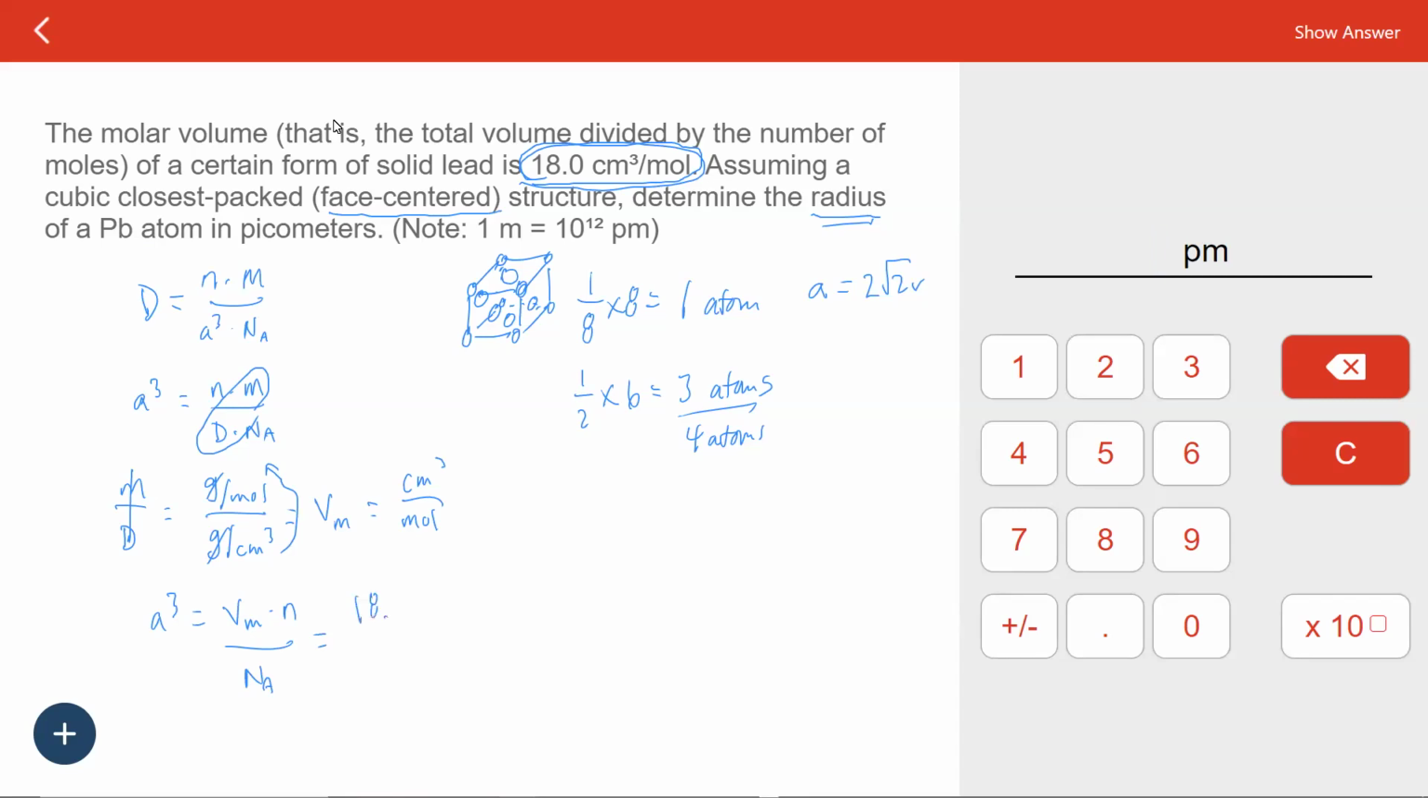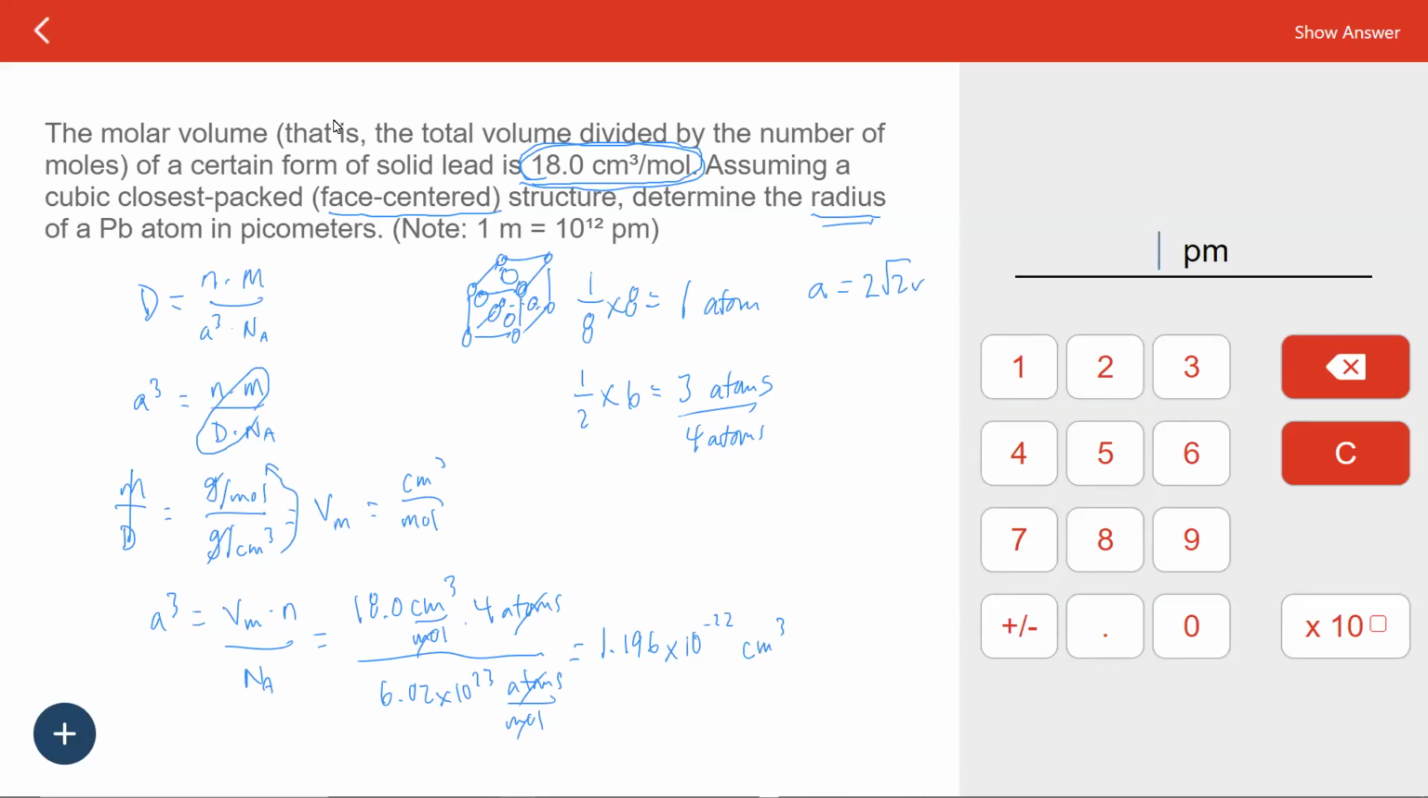We got this 18. And what we want to come away with is this centimeters cubed, because that's the volume we need. Now we multiply by the 4 atoms. And then on the bottom, we know that there are 6.02 times 10 to the 23rd atoms per mole. So we cancel all units and, plugging that into the calculator, we get 1.196 times 10 to the minus 22nd centimeters cubed. Tiny, tiny number. But we need to find A.